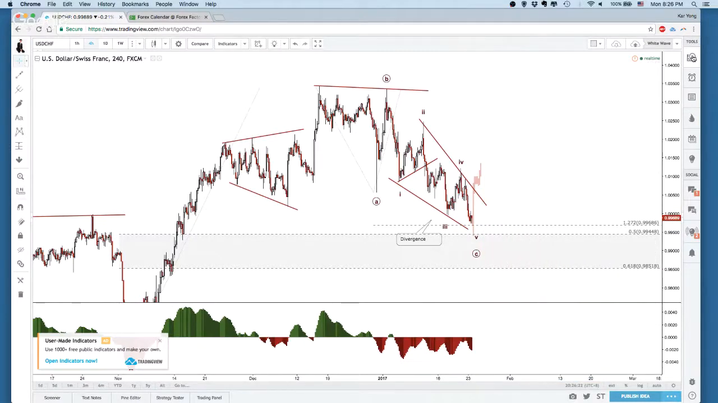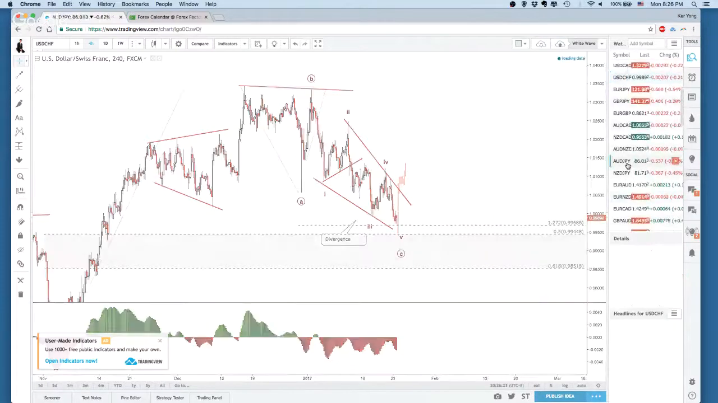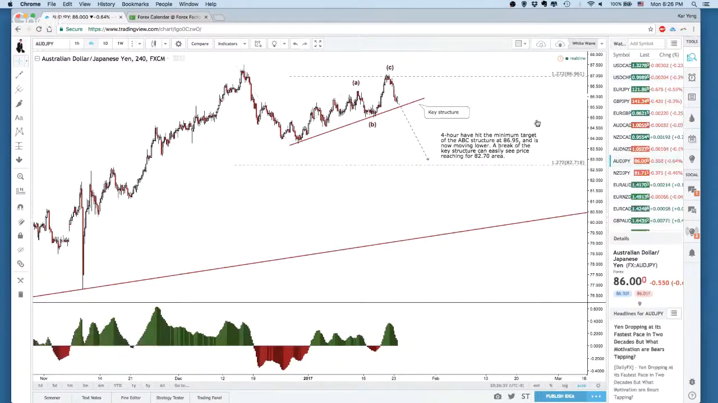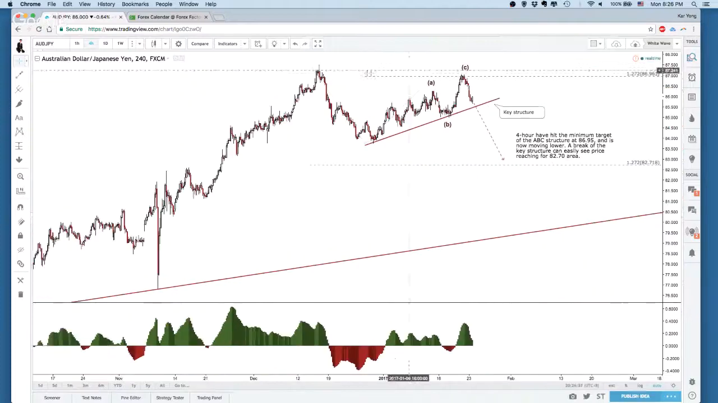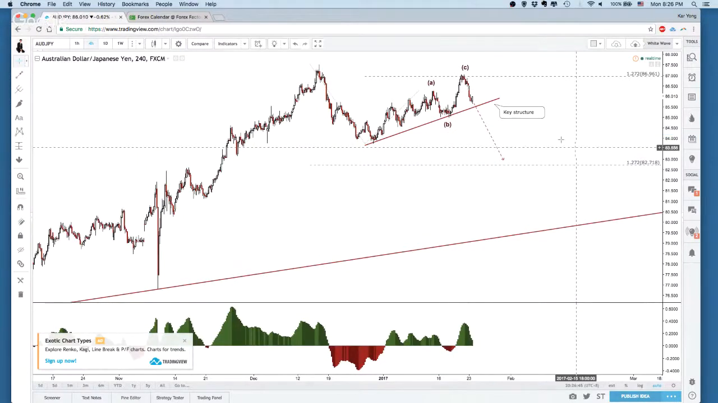All right, sharing with you some other currencies that we are in, and then I'll open up for some questions to tackle. The first one that I want to share with you is Aussie yen. This one we shared last Thursday, at the top of this over here at 86.95. We said that potentially Aussie yen can turn towards the downside and go as low as around 82.7, or at minimum, test this low over here at 83.7.